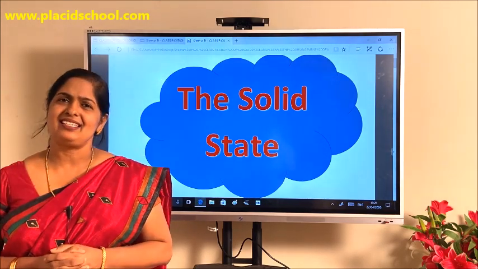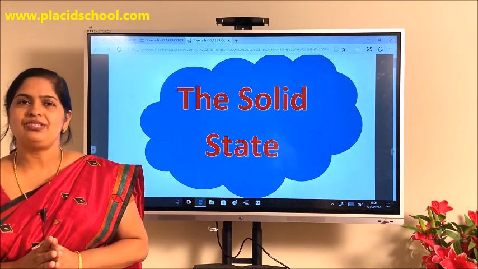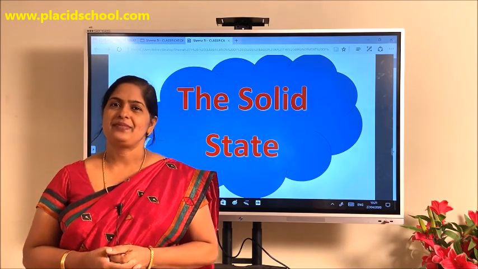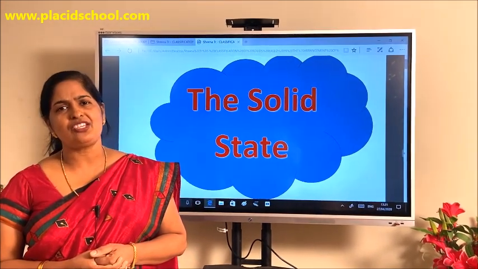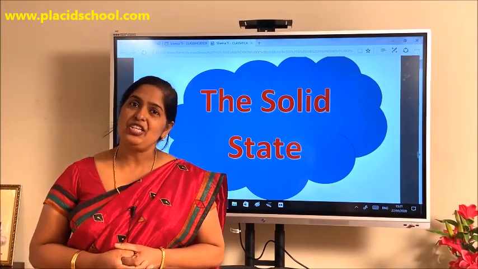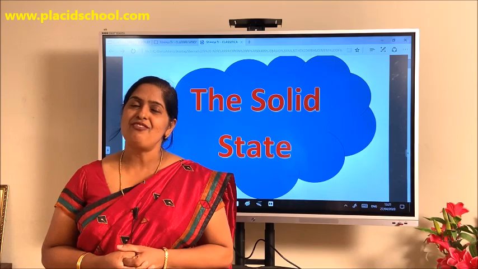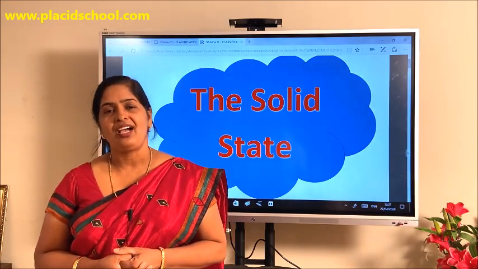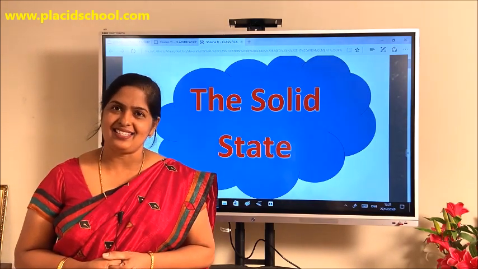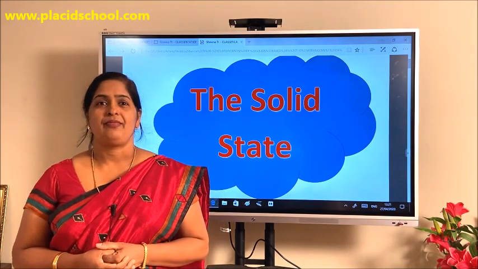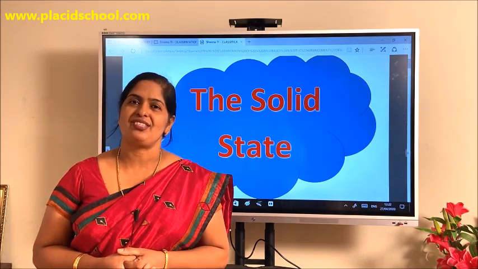This chapter, solid state, comprises of 7 subtopics, which includes the first topic, general characteristics of solids. Second subtopic, classification of solids based on the arrangement of particles, and another classification which is based on the binding force between the particles with which a solid is made up of. Third subtopic, crystal lattice and unit cell. Fourth topic, close packed structures and packing efficiency.